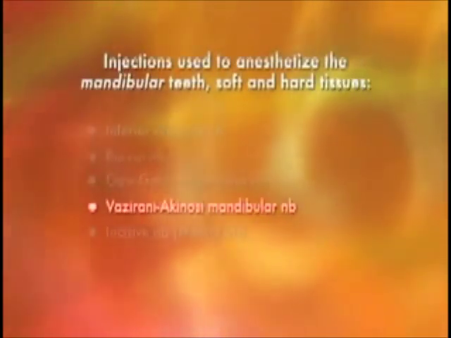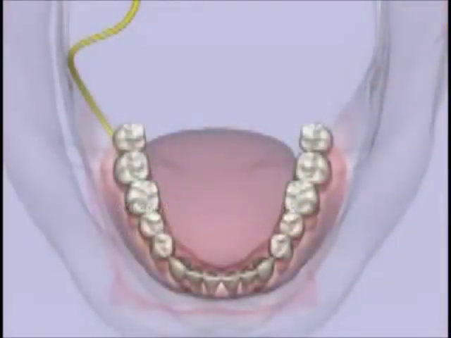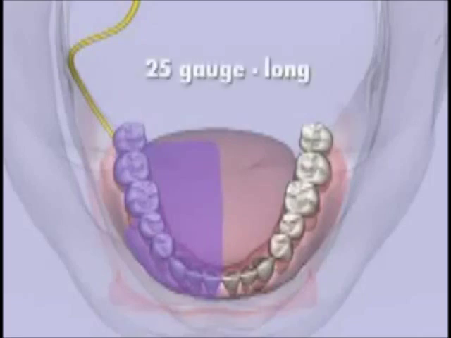The Vazirani-Akinosi closed-mouth mandibular nerve block provides anesthesia to the 8 mandibular teeth, the buccal soft tissue and bone anterior to the mental foramen, the anterior 2/3 of the tongue and the floor of the oral cavity, and the lingual soft tissues and periosteum. A 25-gauge long needle is recommended.